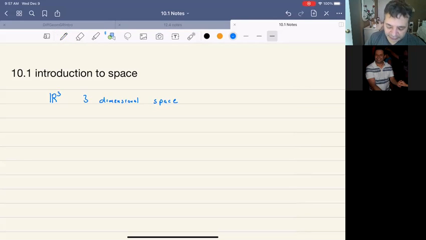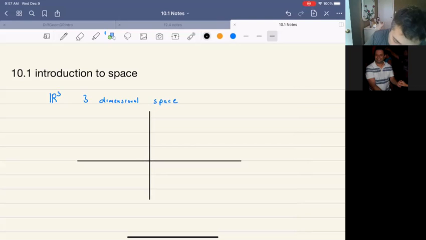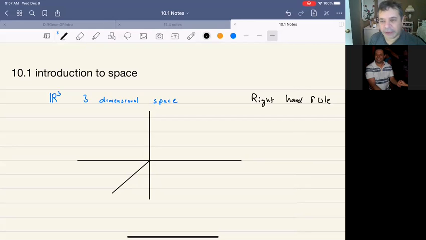So let me start by drawing. I'm going to draw my axes like so. And then I'll put another one here. Okay. And the way that I label them has to follow what's called the right-hand rule. Okay, so what I do, put my hand up, and I start with my pointer finger as X, the middle finger coming out is Y, and then the thumb is Z. Okay, so that's sort of going to give me the orientation.